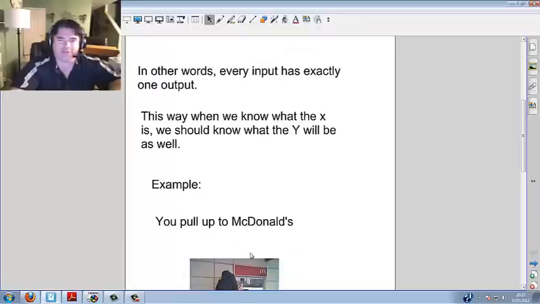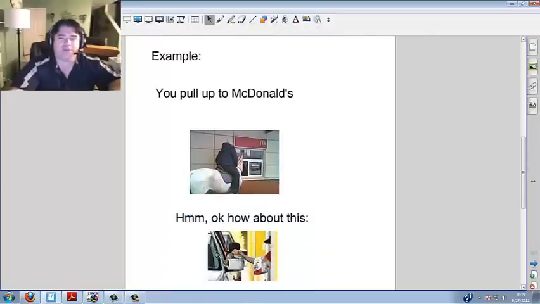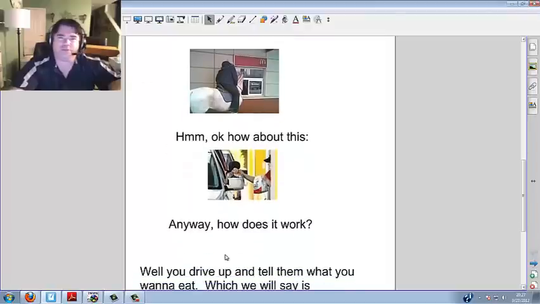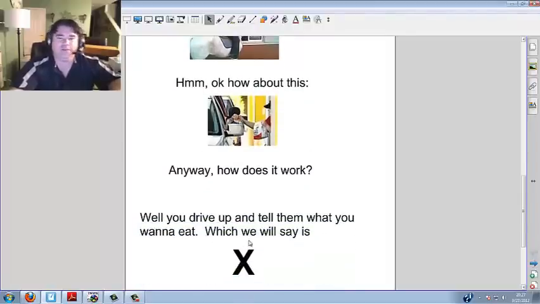Example. Suppose you pull up to McDonald's. Okay, maybe not on this. How about more like this? Okay. So how does it work? Well, you know how it goes. You drive up and tell them what you want to eat.